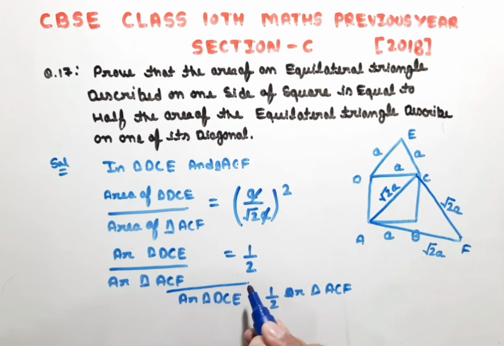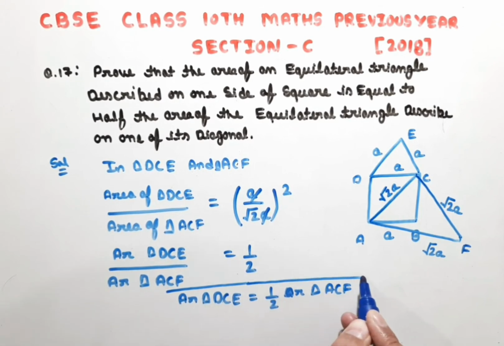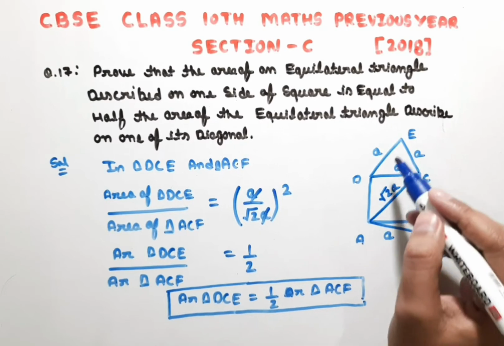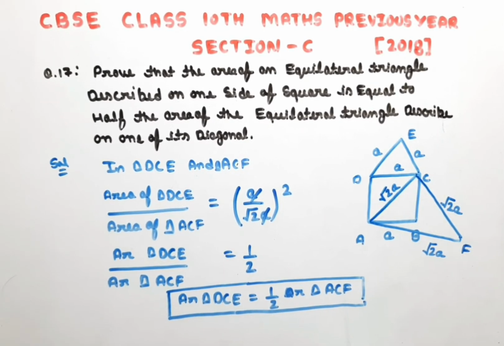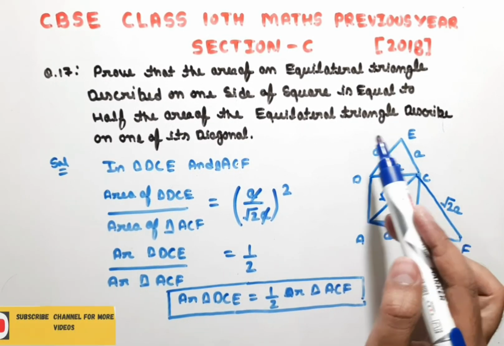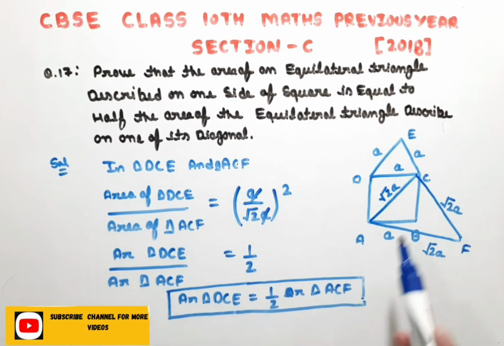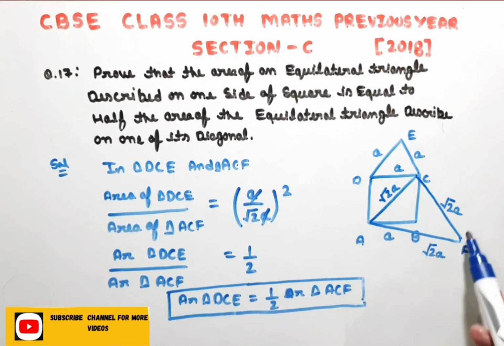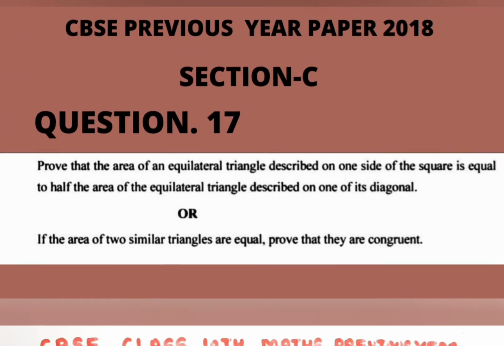Hence proved. In this problem we have to prove that the area of the equilateral triangle described on one of its sides is equals to half the area of the equilateral triangle described on one of its diagonals. So the area of the triangle described on one of its sides is half the area of the triangle described on its diagonal, hence proved.